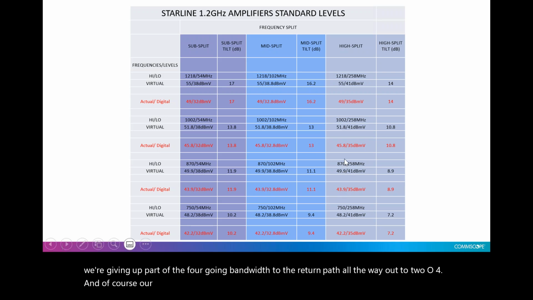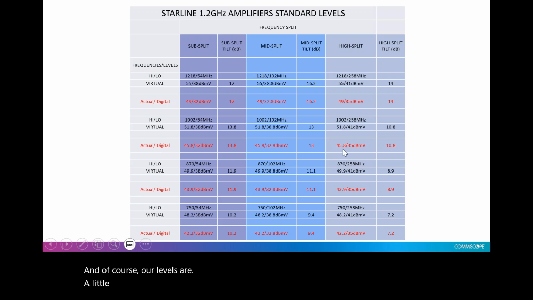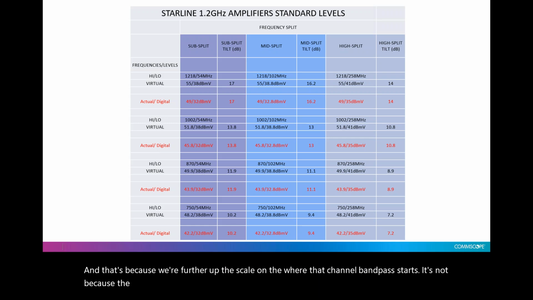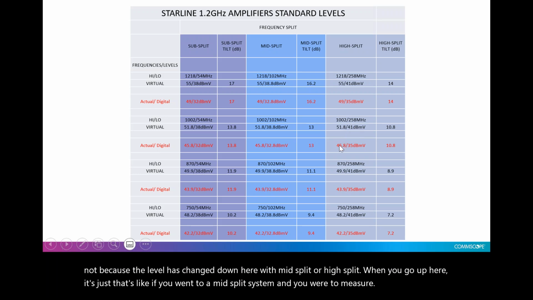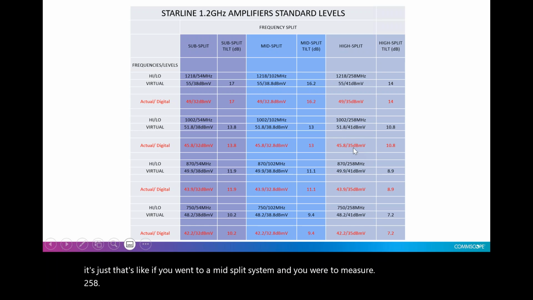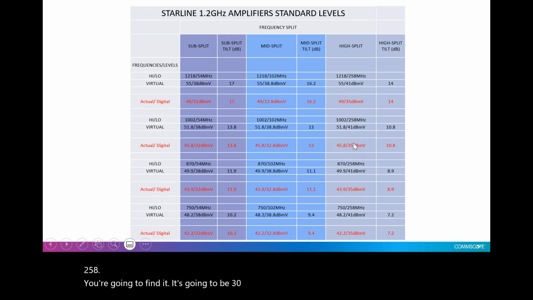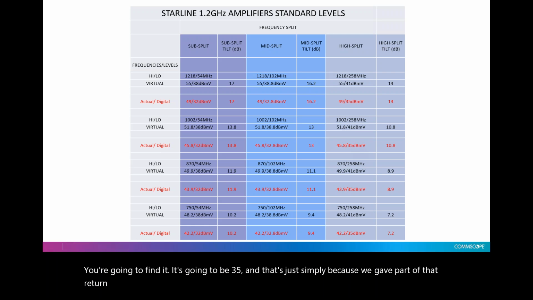And of course, our levels are a little bit different. 45.8, 35 at the low end. And that's because we're further up the scale on where that channel bandpass starts. It's not because the level has changed down here with mid-split or high split. That's like if you went to a mid-split system and you were to measure 258, you're going to find that it's going to be 35, and that's just simply because we gave part of that return band or the forward going bandwidth to the return path.